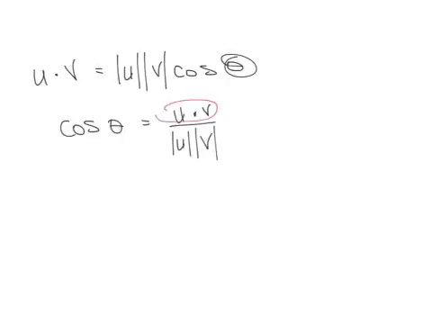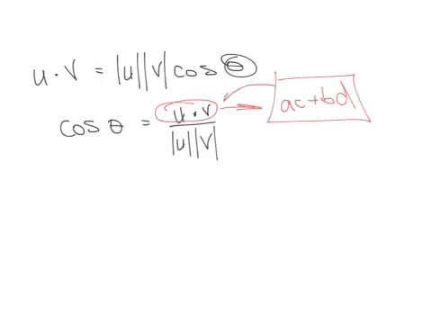And a key thing to remember, this u dot v we got from the dot product, middle of page 310, that equals AC plus BD. So really you could replace u dot v with AC plus BD, because that's basically what we're doing there. Alright, so next video we'll do a couple of examples.